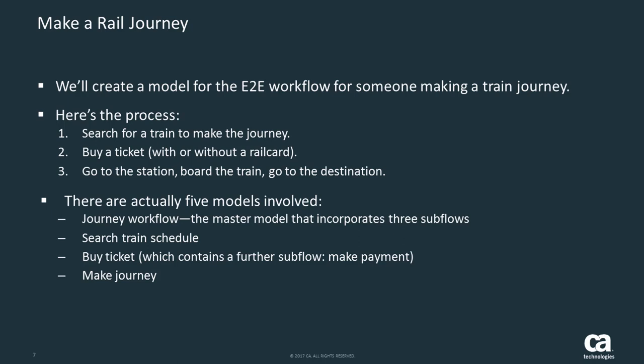In terms of the modelling, there are actually 5 models I'm going to show you. So the high-level master flow, if you like, I've called journey workflow. This is the highest level, and you can see this is the story at the highest level. There's a model for searching to find a train. There's a model for the buy ticket process. And actually, there's a further subflow, which is making the payment using a card. So buy ticket actually is its own master, and it's got a subflow as well. Finally, make journey is actually using the ticket to make the journey.